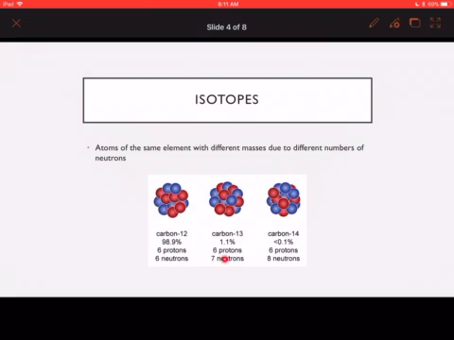Now notice the protons are all the same. They all have 6 protons. Again, that's because it's carbon, right? Carbon always has 6 protons. That defines carbon as 6 protons. And now we see the neutrons are changing. So carbon 12 has 6 neutrons, 6 plus 6 is 12. Carbon 13 has 7 neutrons, 6 plus 7 is 13. And carbon 14 has 8 neutrons, 6 plus 8 is 14, right? So these are adding up to what we see here as the mass.